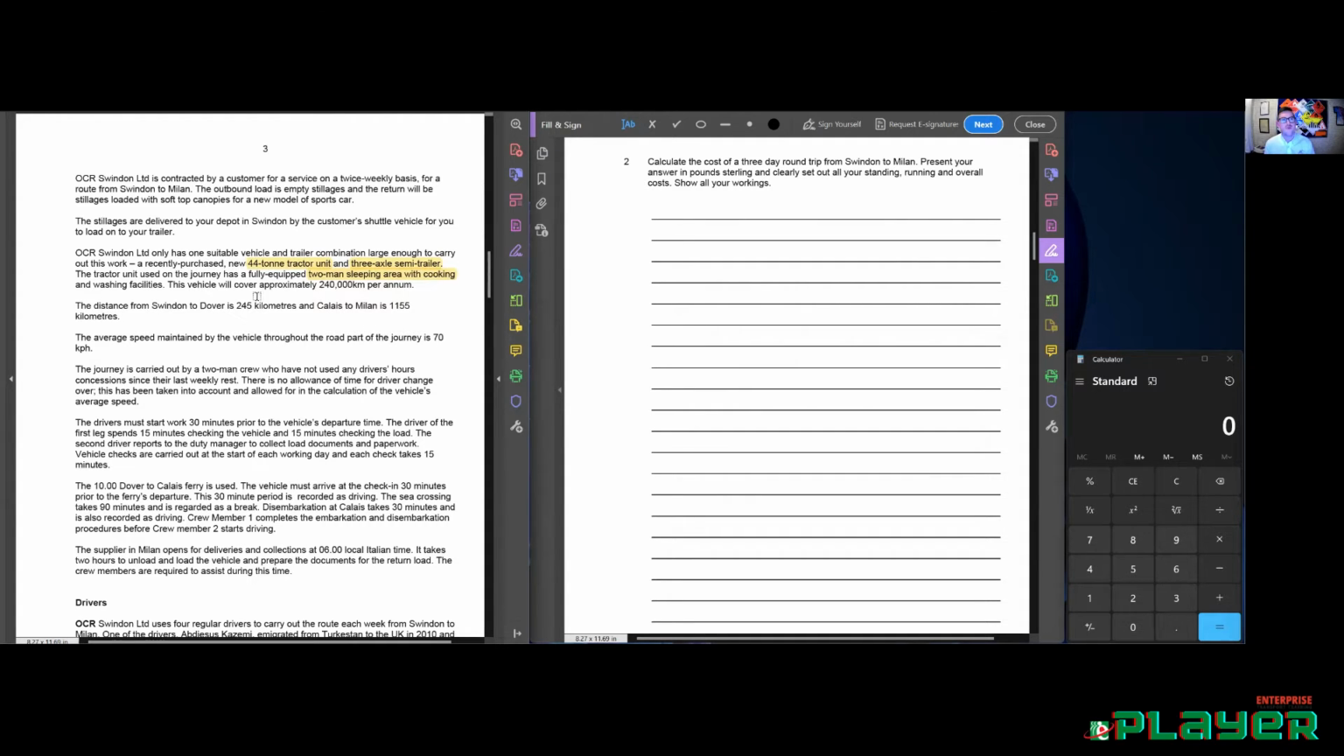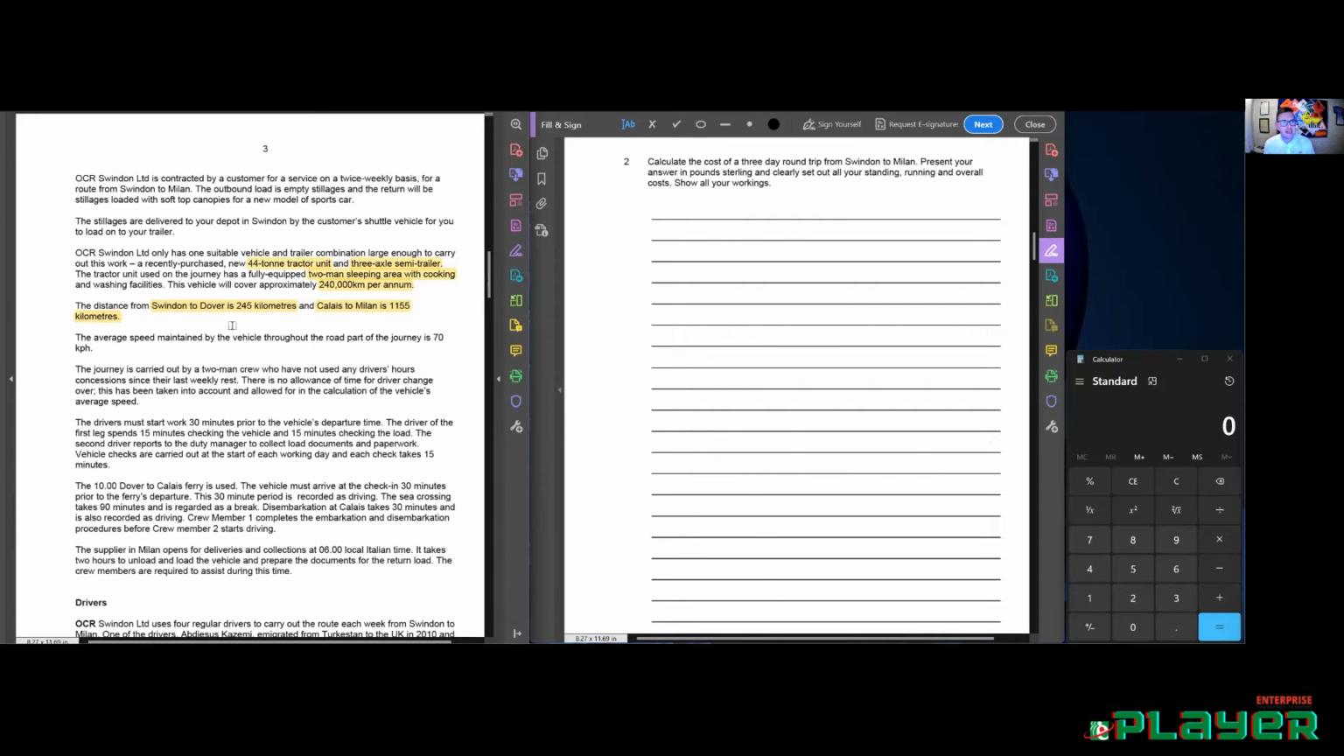The vehicle will cover approximately 240,000 kilometres per year. Now remember, part of your calculation may have something to do with the fact that it does a certain amount of mileage per year. The distance from Swindon to Dover is 245 kilometres and Calais to Milan is 115 kilometres. So again, if you remember what I've said before, in order to work out running costs, you need to know how far your journey is.